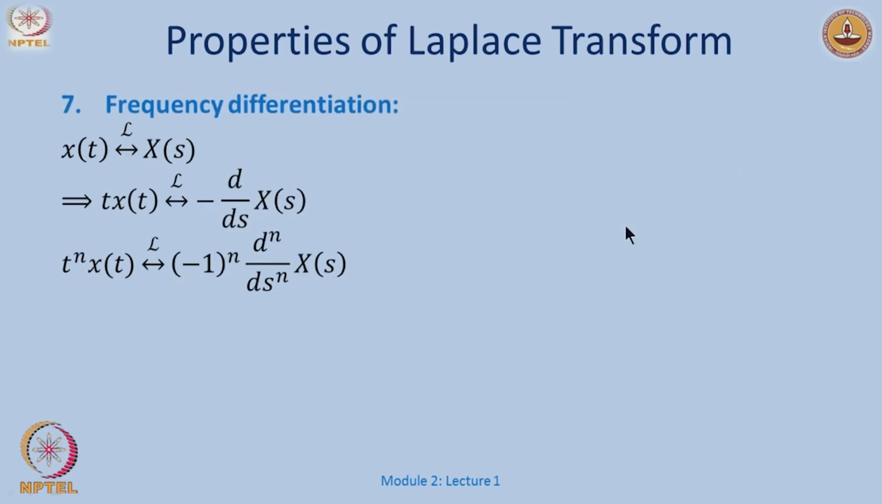Okay. Next would be the frequency differentiation. So, if I take a signal x of t, right, with an equivalent Laplace transform x of s, and I multiply it by t, this would amount to just differentiating the Laplace transform of this original signal with respect to s and adding a negative sign.